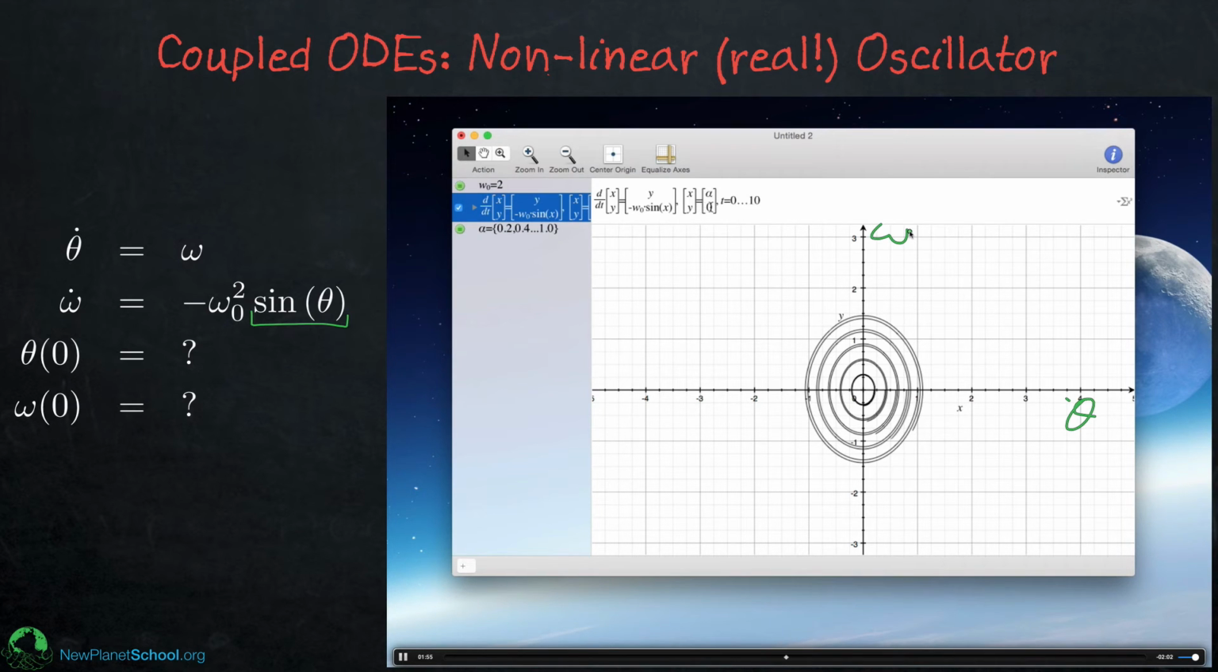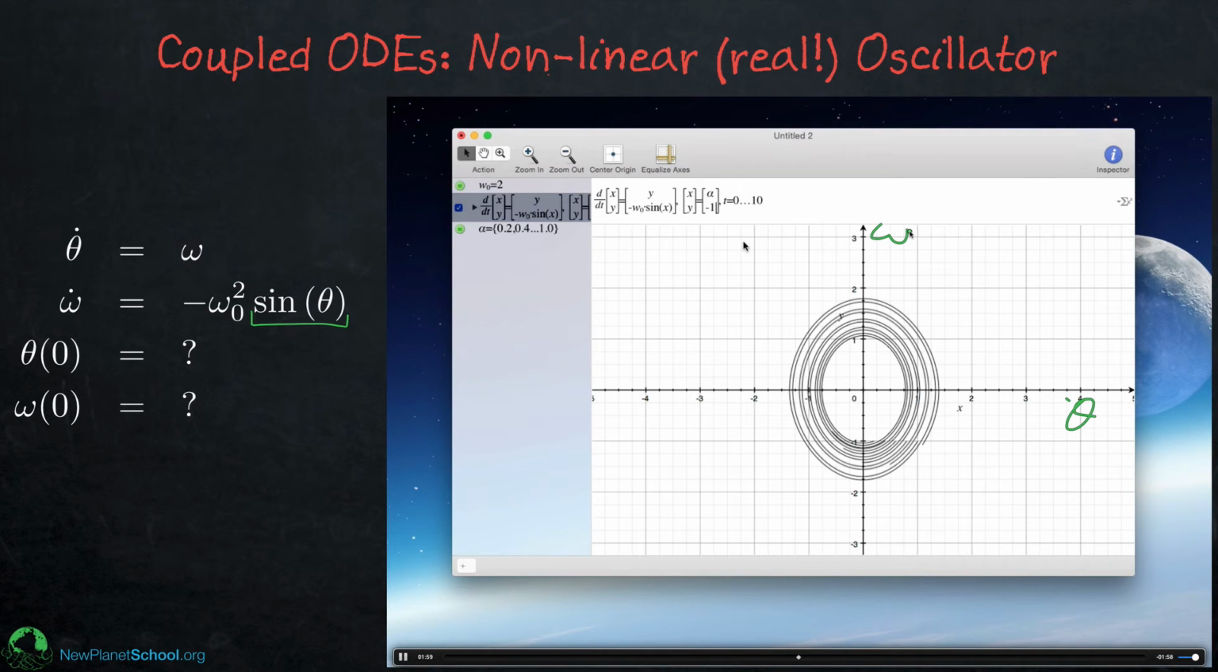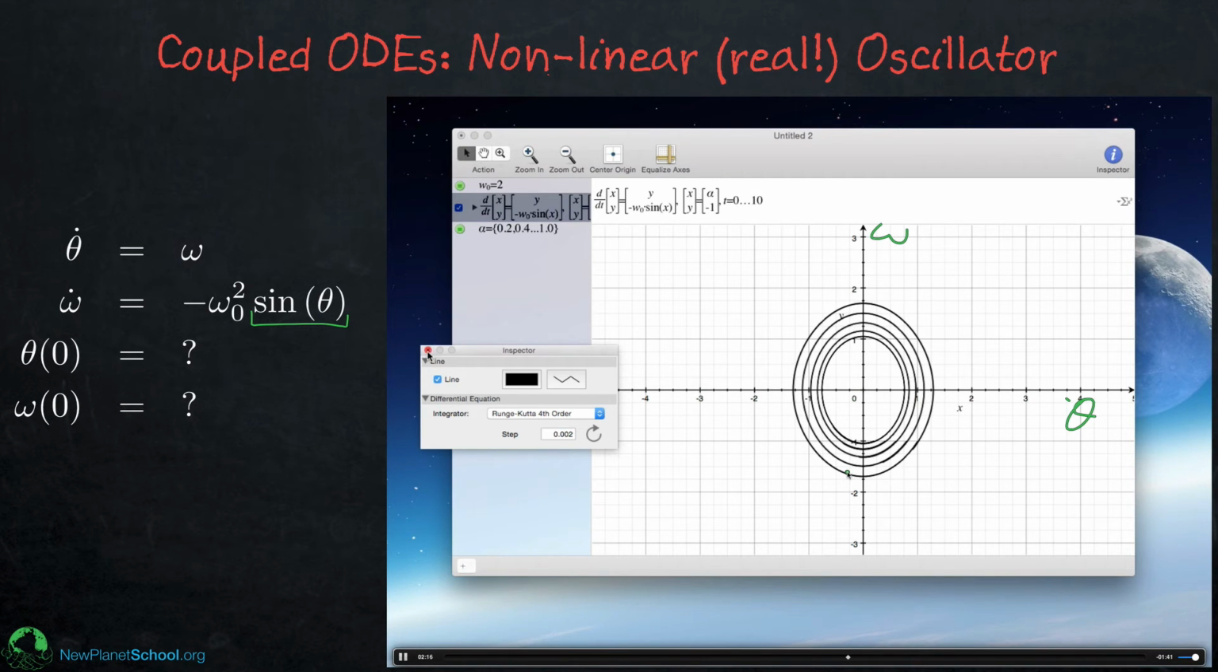But let me give it a push in the minus direction and see what happens. So remember, y here is the angular velocity. And so I'm starting it down here and it's spinning around in the other direction because omega here, remember, is the derivative of the angle. So it's an angular velocity. Okay, so there's our more accurate solution.